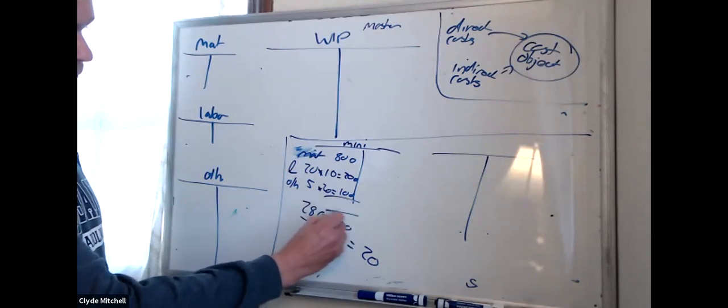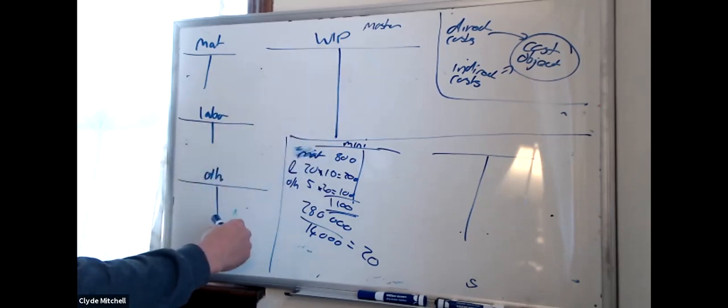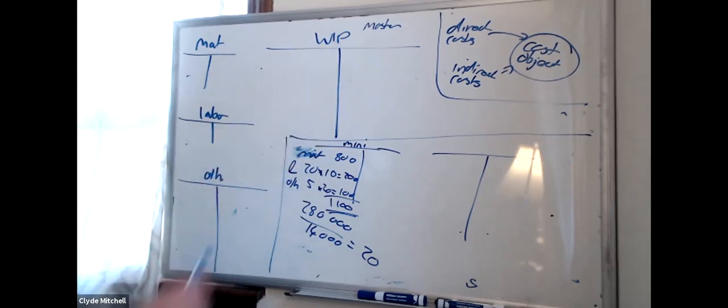So we add it all up, we're going to end up with a total of $1,100 for this specific job. In this particular case, we didn't have enough information for the overall picture. We just had information for this specific job.